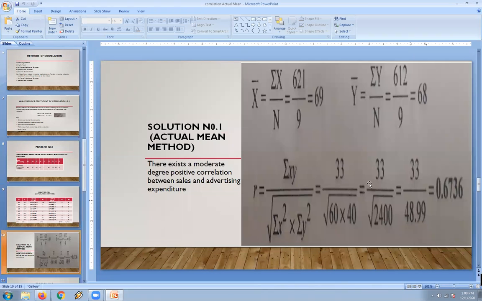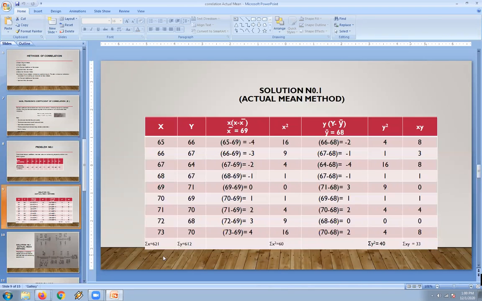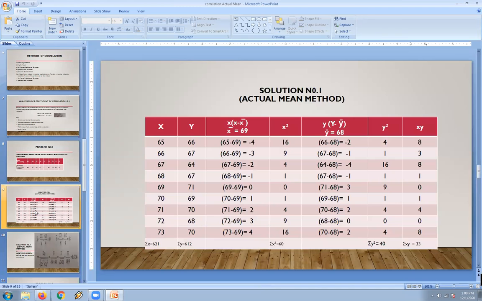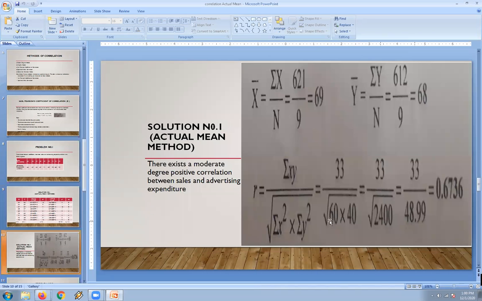So here we have substituted, that is r equals sigma xy divided by root of sigma x square into y square. Sigma xy value in the table we calculated, that is 33. We have substituted under the root the totals of sigma x square and sigma y square, 60 and 40. 33 divided by root of 60 into 40, which is 2400. Remove the square root and we get 48.99. Then divide 33 by 48.99. We are getting a positive correlation because it has a plus sign, that is 0.6736.